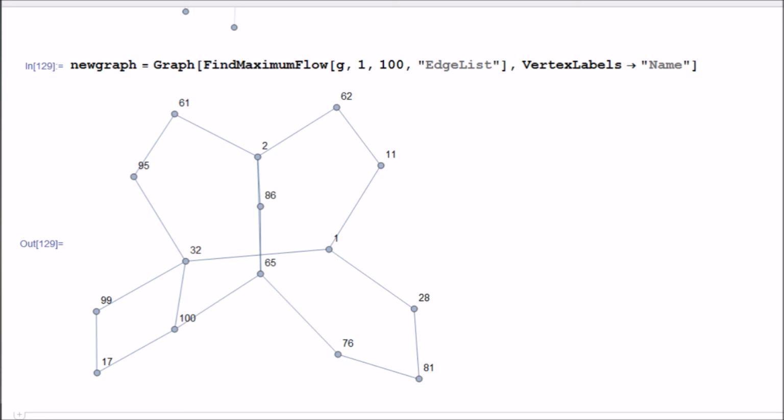So in this video, we've looked at complete graphs, complete bipartite graphs, and then we've also looked at networks and network analysis using Mathematica.